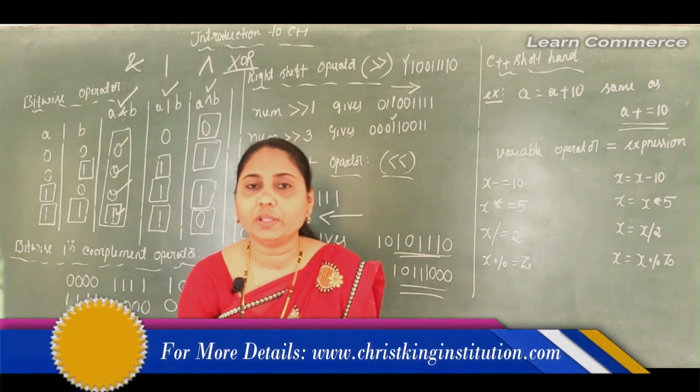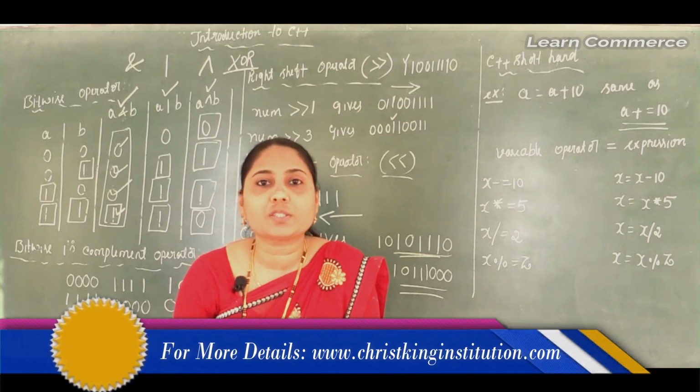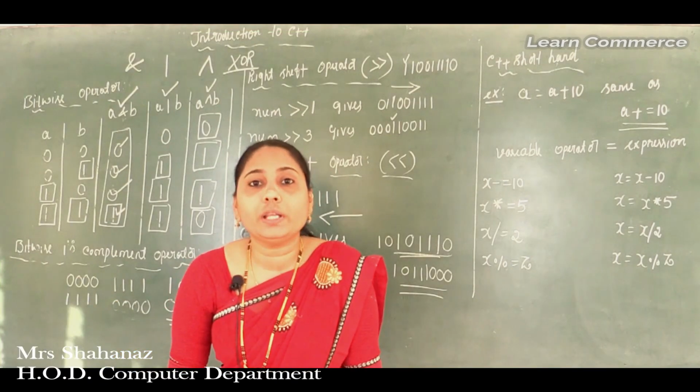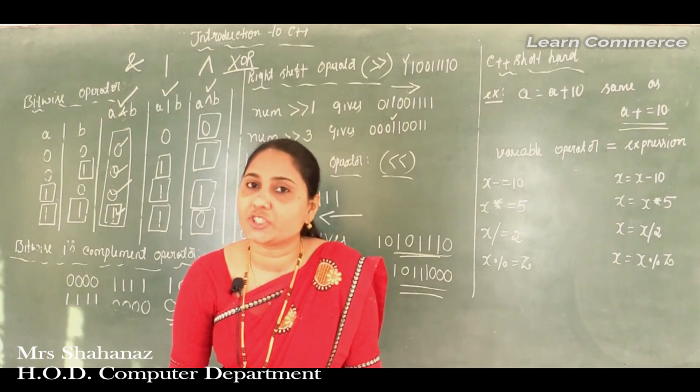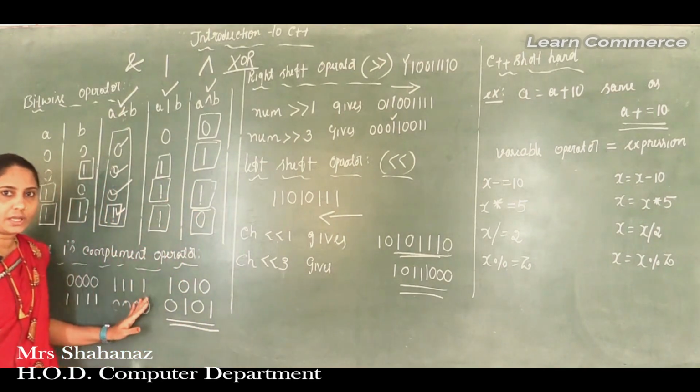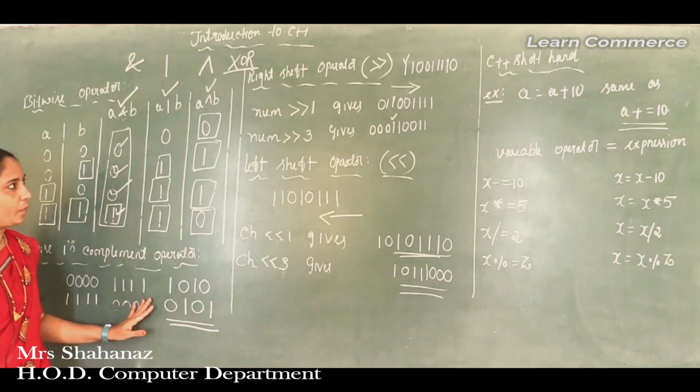So clear this point, the meaning is that it reverses all the values of the bits. In this case, all the ones present in the number are changed to zeros, and all zeros are changed to ones in our bitwise ones complement operator.